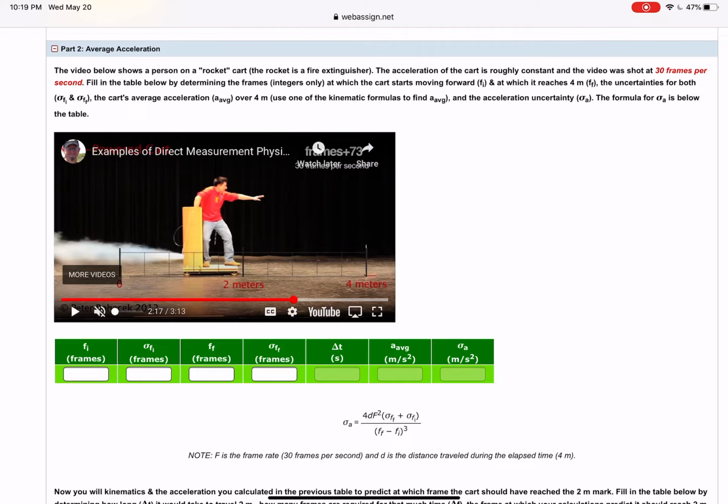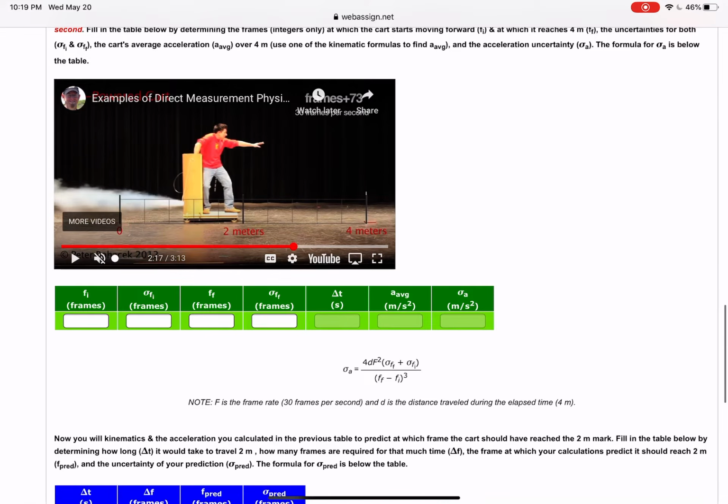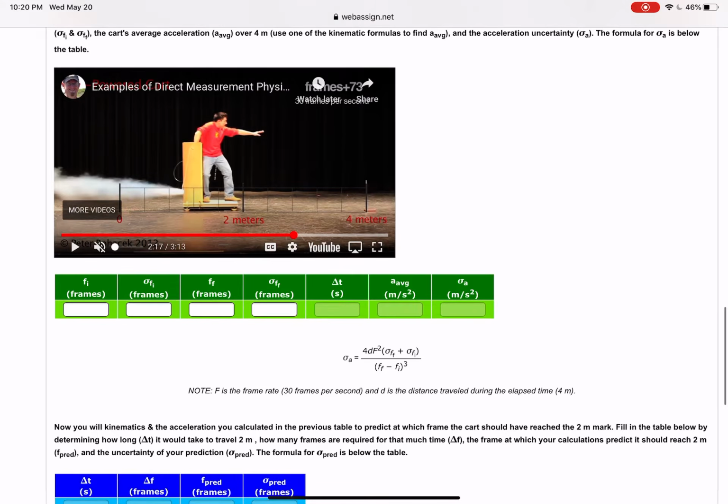You know the distance, it's going to be 4 meters, you know the initial velocity, and you know the elapsed time. You will have calculated the elapsed time by that point. So you can get the average acceleration and then use the formula below the table to calculate the uncertainty of your acceleration.